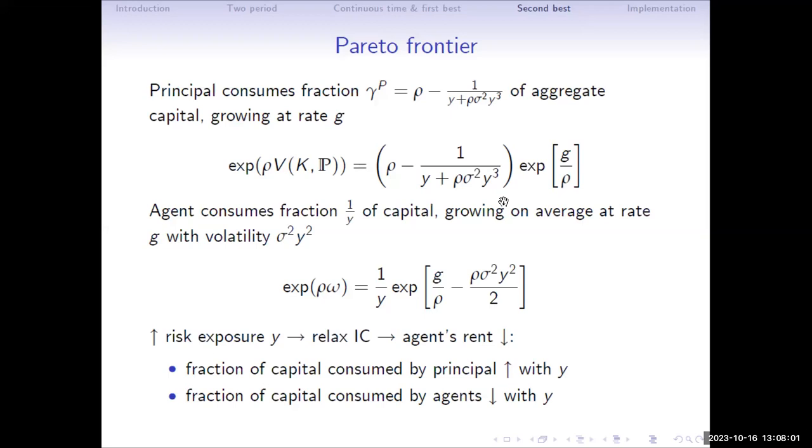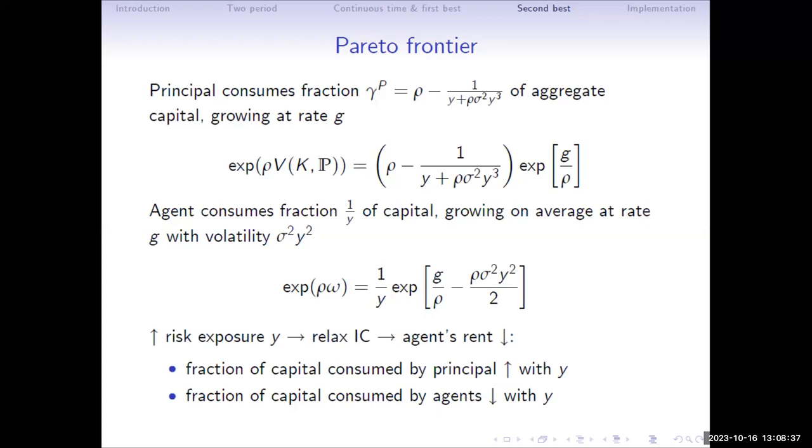So what's the equivalent permanent consumption of the principal? You know, how happy he is. Well, that's this fraction of the total capital that he consumes, multiplied by the exponential of the growth rate divided by the discount factor. For the agents, what is their equivalent permanent consumption? It has a similar structure. The agents, what they will consume is going to be 1 over y. That's the fraction of their equivalent permanent consumption that they will consume.